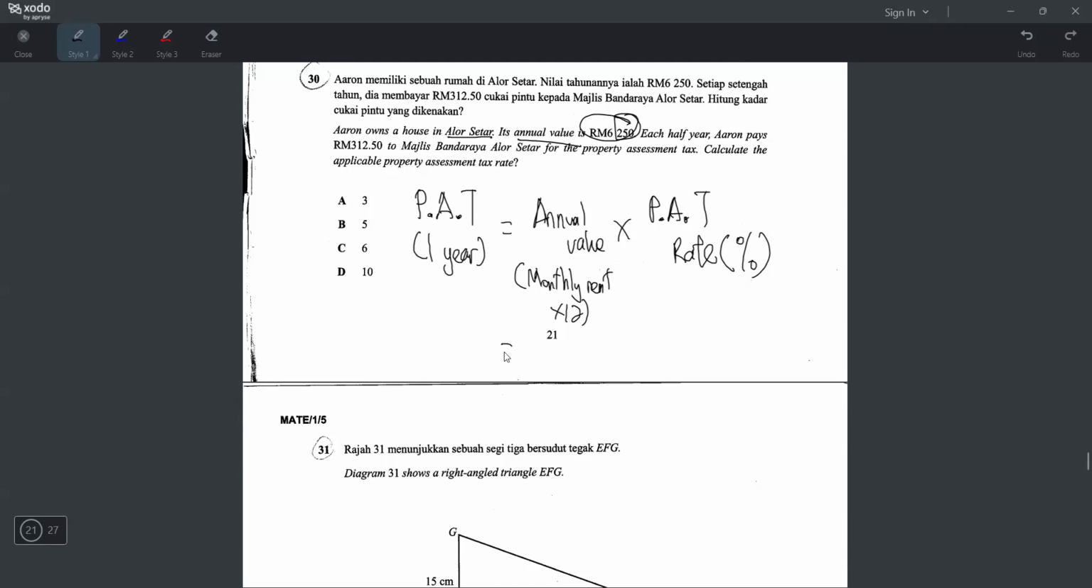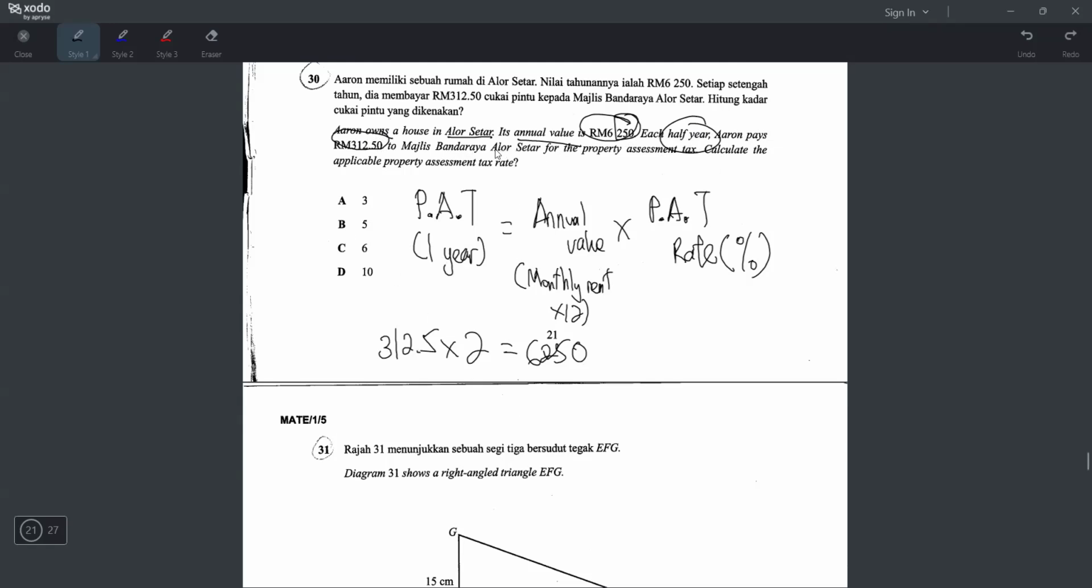Annual value 6250. Just put it in lah, 6250. And then each half year, Aaron pays 312.5 to Majlis Bandaraya Alostar for the property assessment tax. So the 312.50 is actually the answer. It's not the rate, it's the tax already. So you have to write in front here, but have to times 2. Why? Because this one is for half year. So this formula I write down here already for 1 year. So that's why I have to times 2.